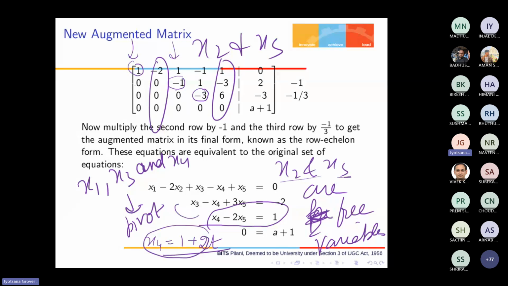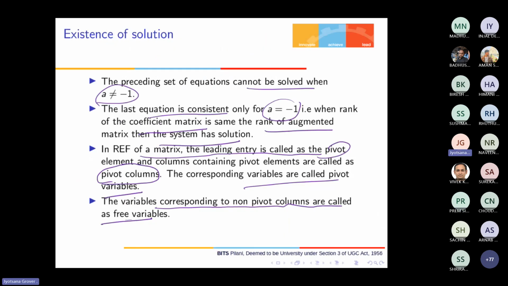Now you are doing backward substitution, so go up now. Substitute X4 as 1 plus 2T and X5 as T. You will get the value of X3. So what will be the value of X3? X3 is equal to this minus 3T plus, you can just find out what it is.